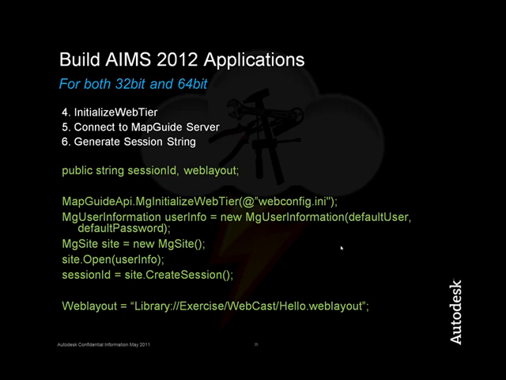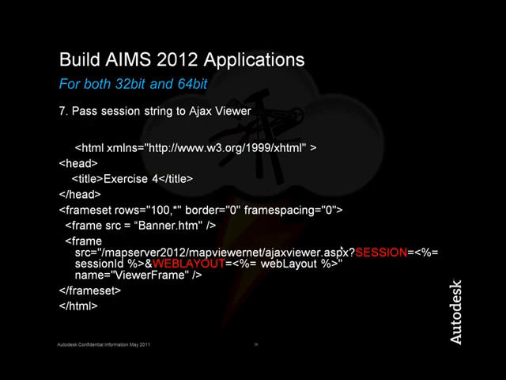And we will prepare the web layout using MapGuide Studio and get the resource ID of the web layout. And step 7 is to pass the session string and the resource ID of the web layout to the existing Ajax viewer. We need to embed the Ajax viewer into our web page. Please pay attention to the parameters session and web layout.